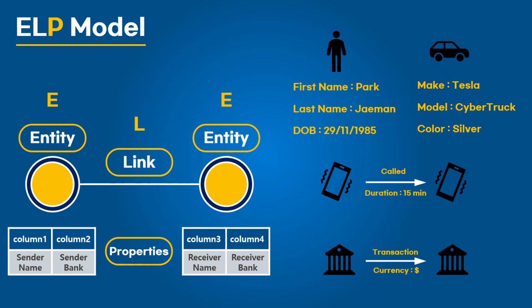For entities, examples include the first and last name of a person, the date of birth, or, for a vehicle, its make, model, and color. Similarly, for links, examples of attributes might be the duration of a telephone call or the currency of a financial transaction.